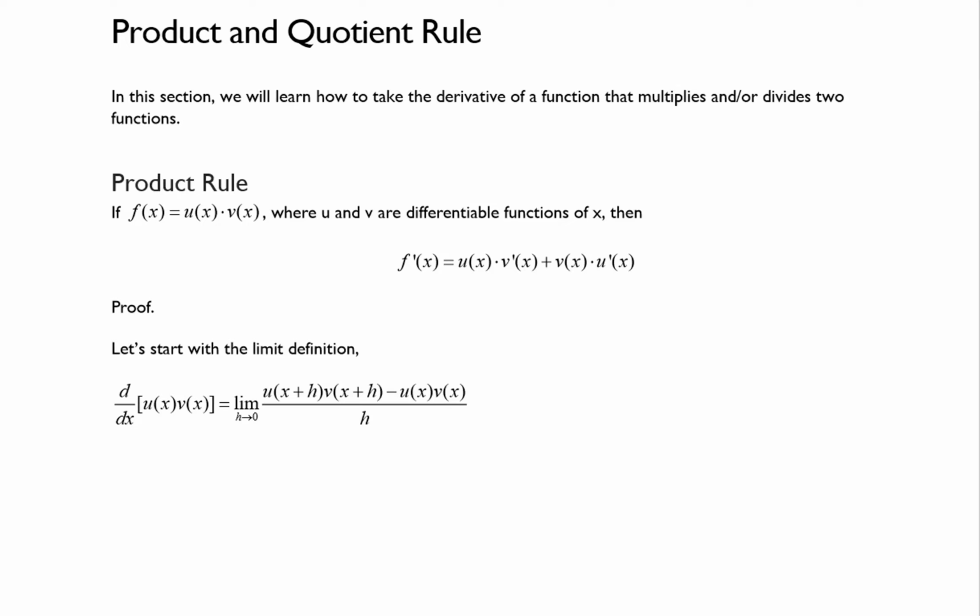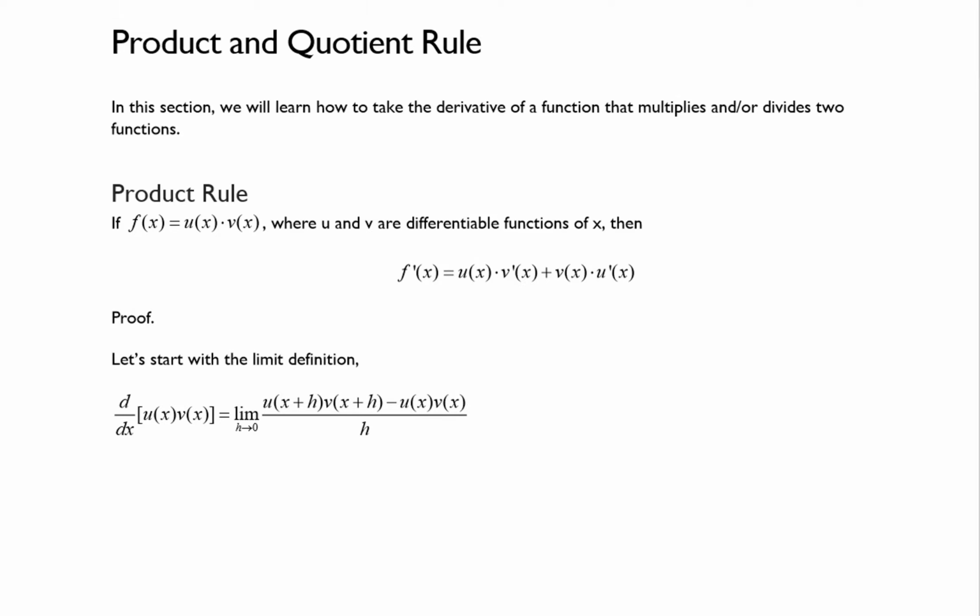In this section, we will learn how to take the derivative of a function that multiplies and/or divides two functions. The product rule says if f of x is equal to u of x times v of x, where u and v are differentiable functions of x, then f prime of x is equal to u of x times v prime of x plus v of x times u prime of x.